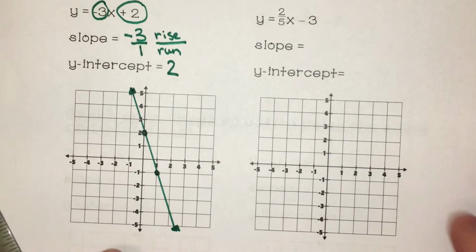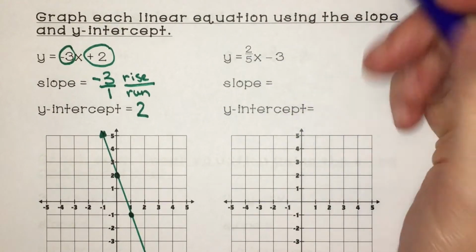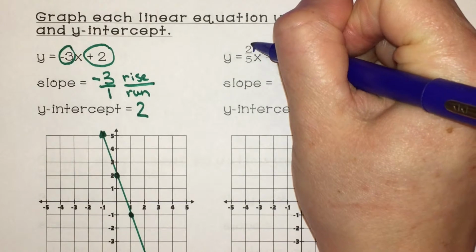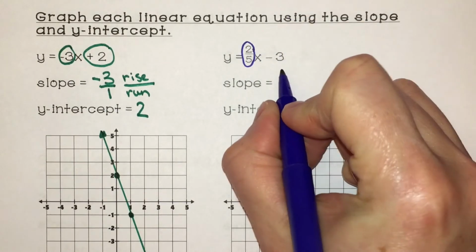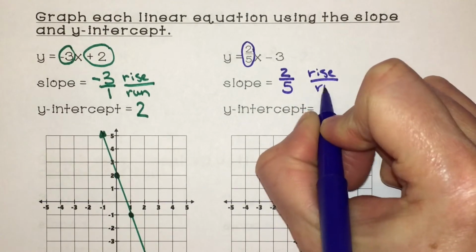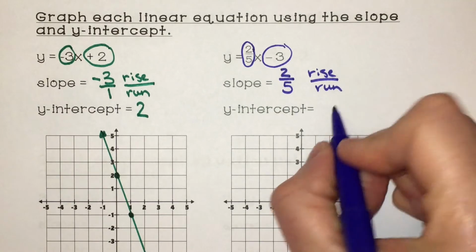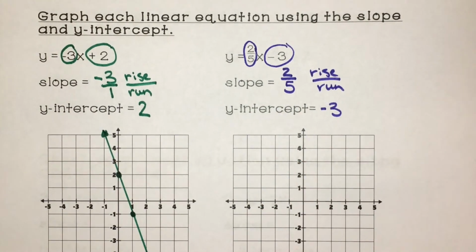Let's try another one. All right, the slope. It's in y-intercept form, so I know my slope is the number that's multiplied by x. So in this case, 2/5. It's a fraction, so it's in rise over run form. In my y-intercept, what's added or subtracted on, since it's a -3, my y-intercept is -3.